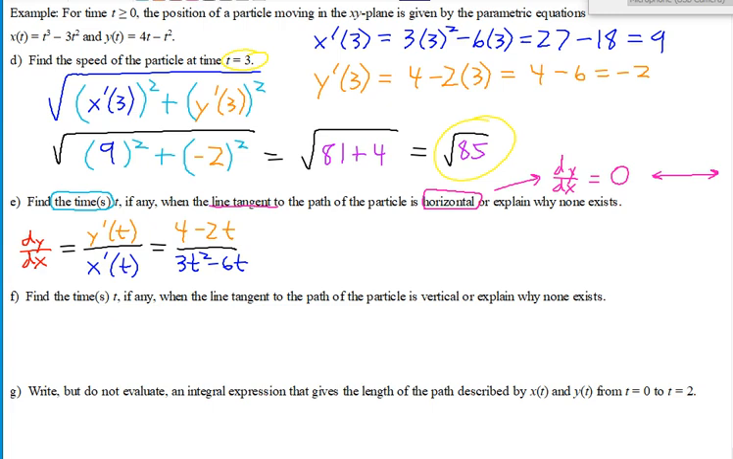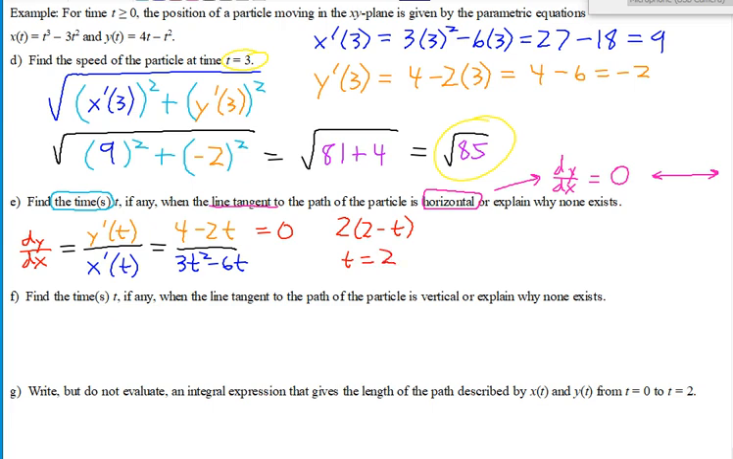And so for this one, we want to make the derivative 0, so that's where the numerator is 0. If we set that equal to 0, you can see we already kind of did that earlier. Factor out a 2, you get 2 minus t. So we get at time 2, it looks like we have a horizontal tangent line.